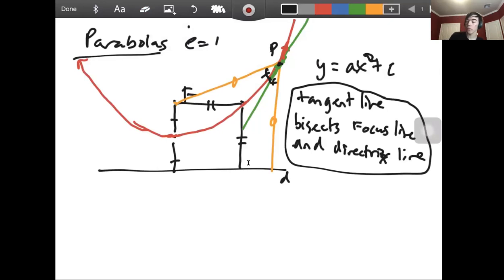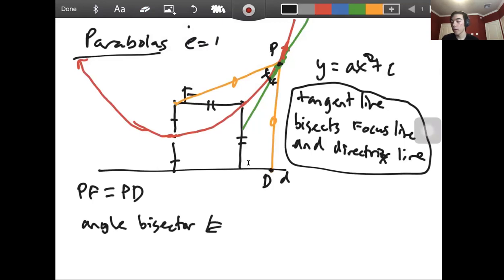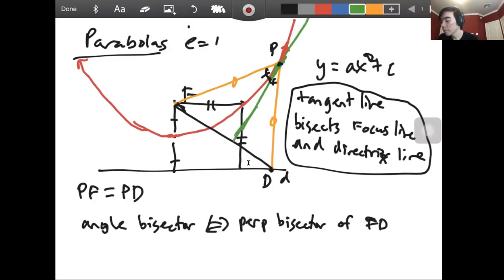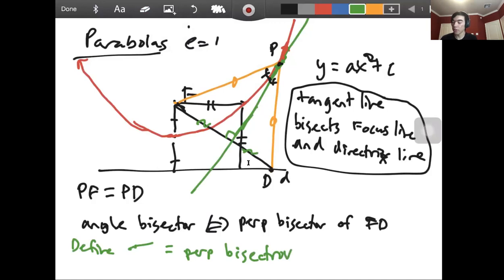Okay, what's the proof of this? Well, let's call this point down here D. So we know that PF is equal to PD. So the angle bisector of PF and PD is actually the same as the perpendicular bisector of FD. So the angle bisector is equivalent to the perp bisector of FD. So we're going to draw FD, and we're going to define this green line to be the perpendicular bisector.